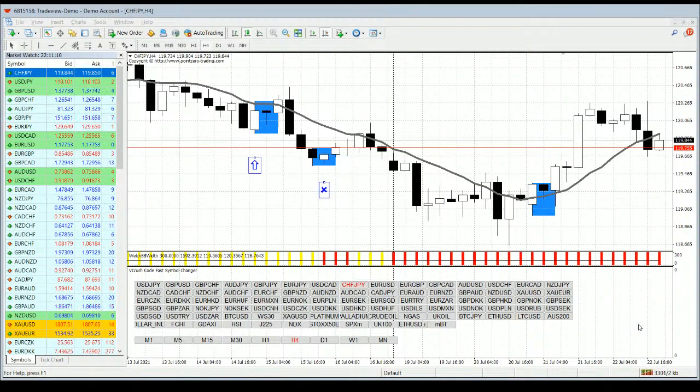What's the best time frame for this strategy? Okay, we started with 4 hours, and then you can actually start from daily.